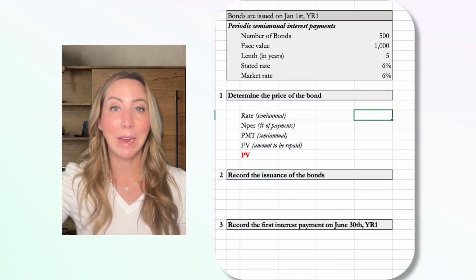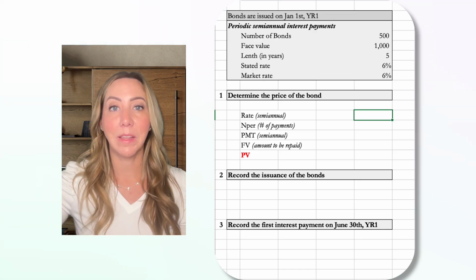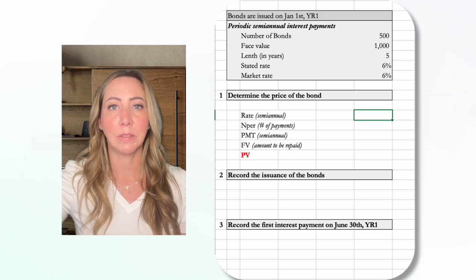All right, let's first price this bond. We know that the stated rate and the market rate are equal to one another, so this bond is going to be issued for face value, but let's just make sure that the math works out correctly.